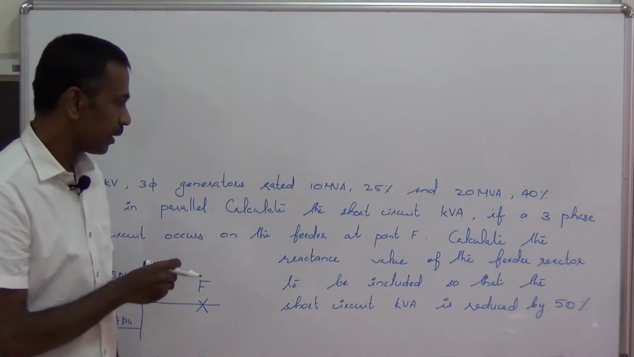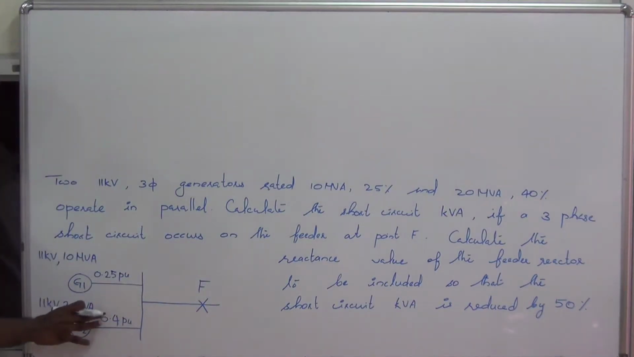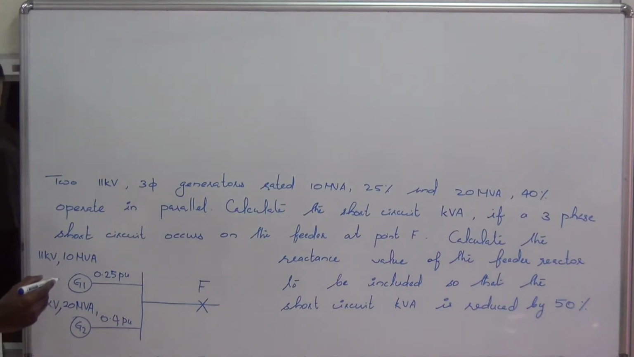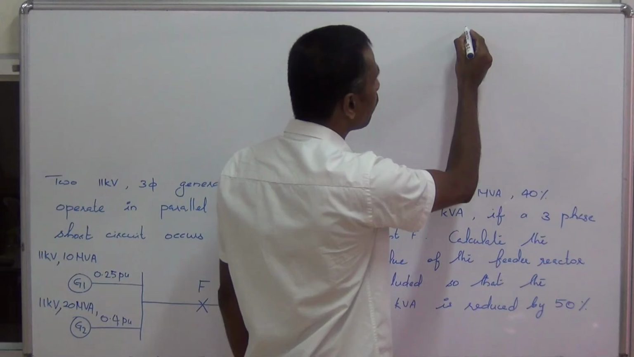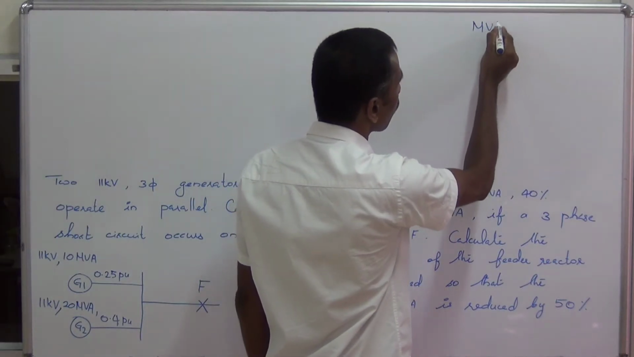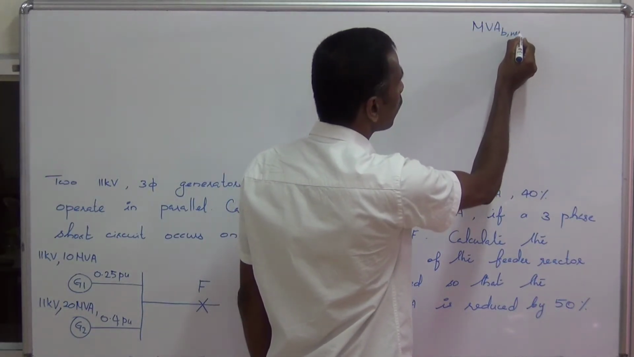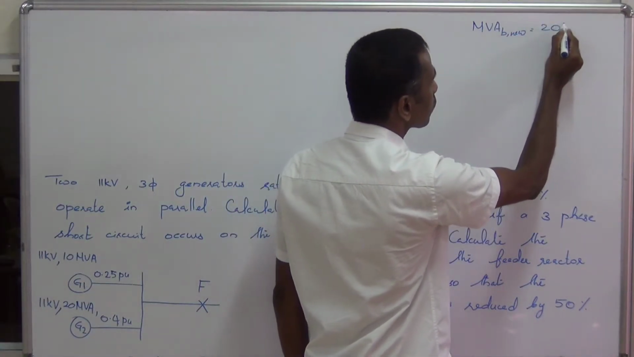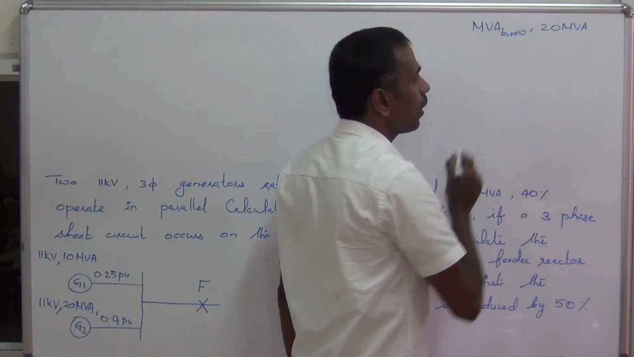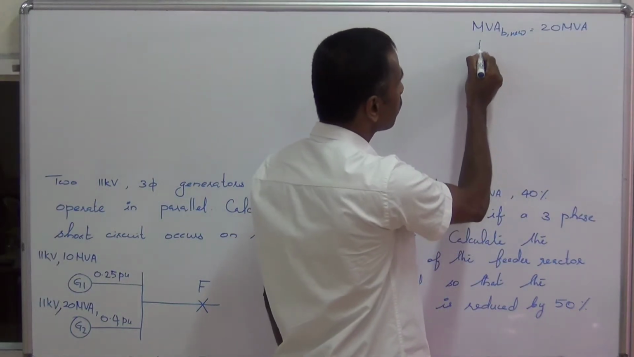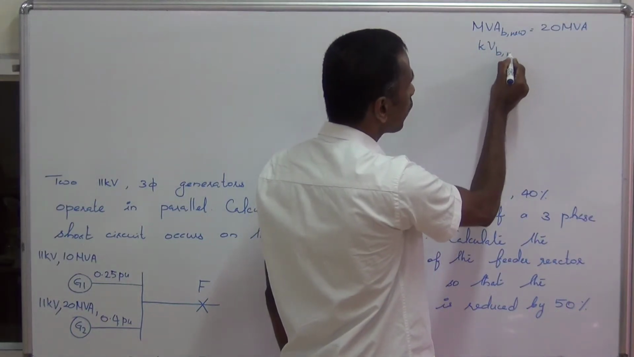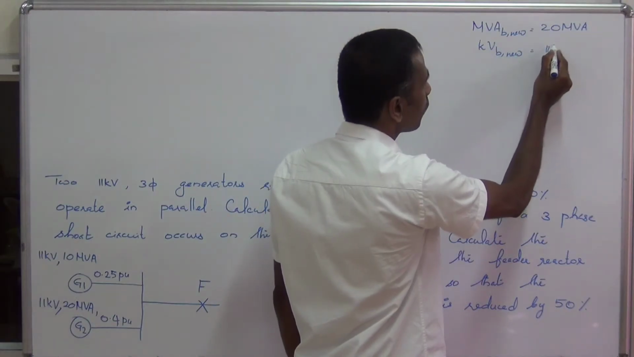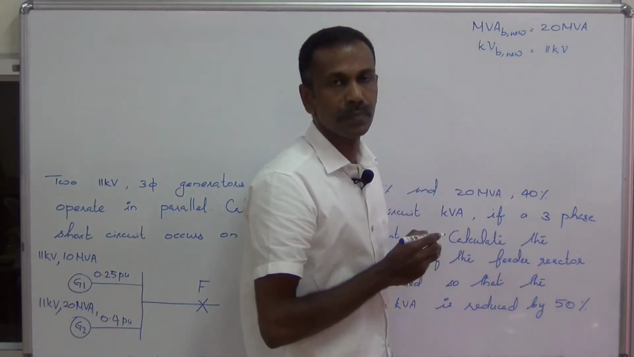Now let us choose the rating of the second generator as the base values, because the second generator has the bigger MVA rating. So MVA base new equals 20 MVA, and the kV base new equals the base kilovolt. This is equal to 11 kV.